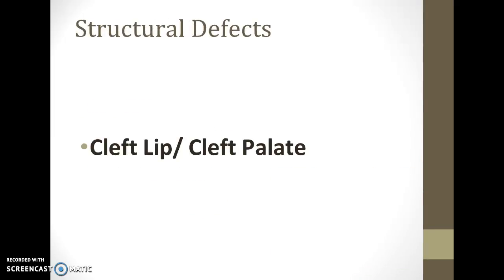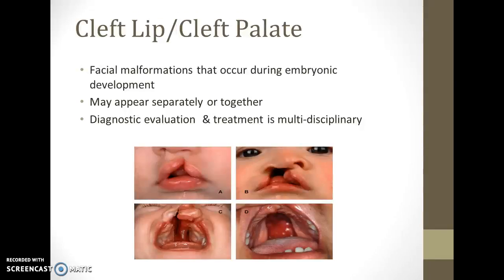The next topics we're going to be discussing are structural defects. The structural defects we're going to be talking about right now are cleft lip and cleft palate. A cleft lip and cleft palate are facial malformations that occur during embryonic development. They can occur separately or they can occur together. The diagnostic evaluation and treatment is multidisciplinary, which means it involves multiple healthcare professionals.